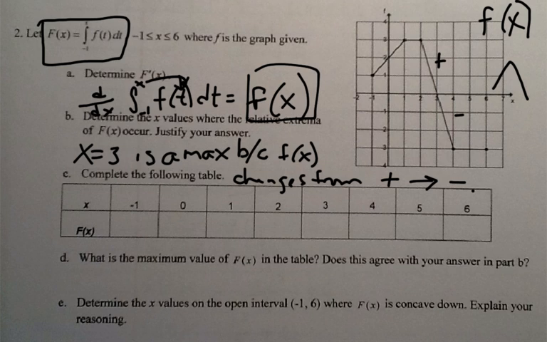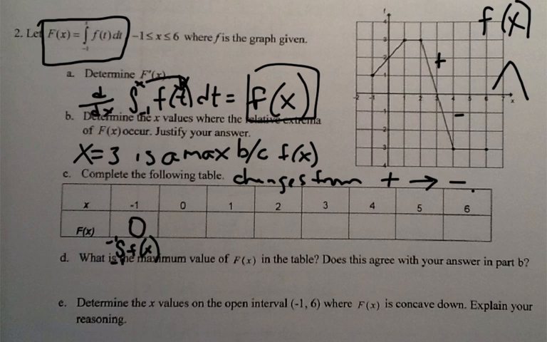Okay, for part C, I would suggest that you push pause on your playing of this video and complete the table on your own. Then you can turn the video back on to check your answers. We here are finding the integral from -1 to x. So for example, -1 to -1 of f of t dt is 0.